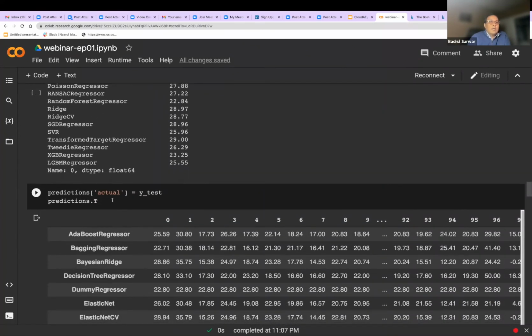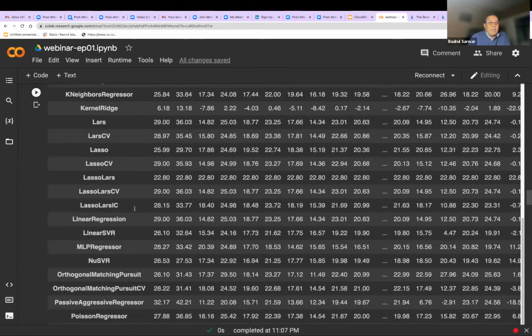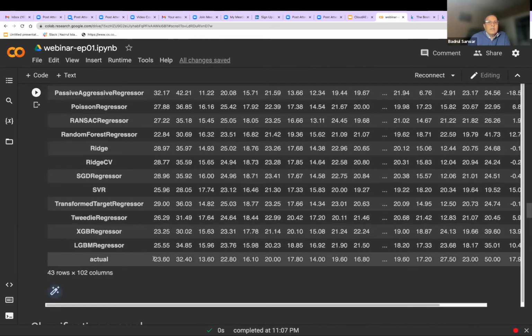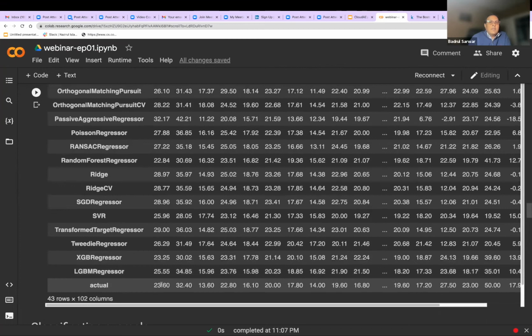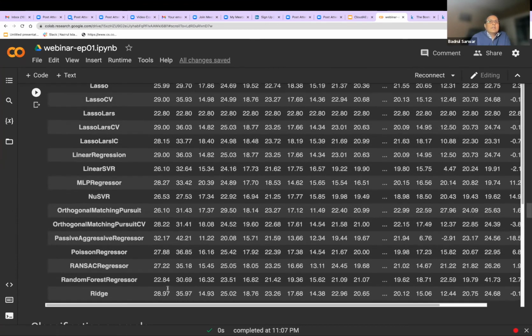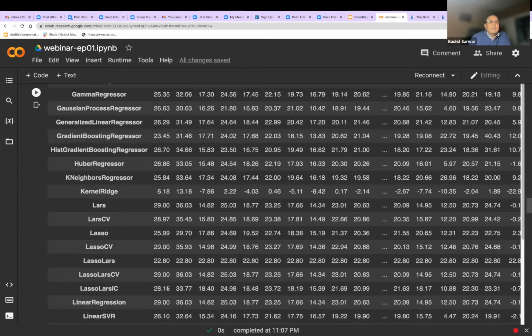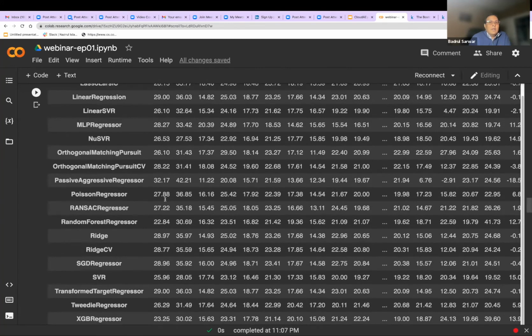If we put the actual y-test at the end, we see the actual value. For the first use case, the home price was 23.6. This is the test data set, meaning the algorithm didn't see this value at all. It used the training data set to build the model, and given the feature set, it predicted the value. All these regressors predicted some values. Some were awfully close, like the gradient boosting regressor, and some, like kernel ridge, were really way off.